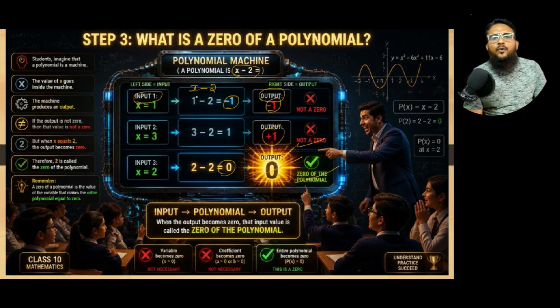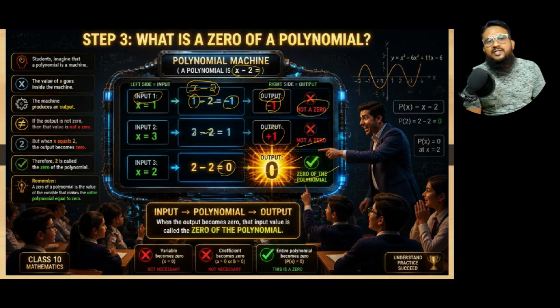Students, be careful. What is the polynomial? x minus 2 is a polynomial. This minus 2 already exists. We are just changing the value of x. I put 1 first. Then 1 minus 2 becomes minus 1. It is not a 0.